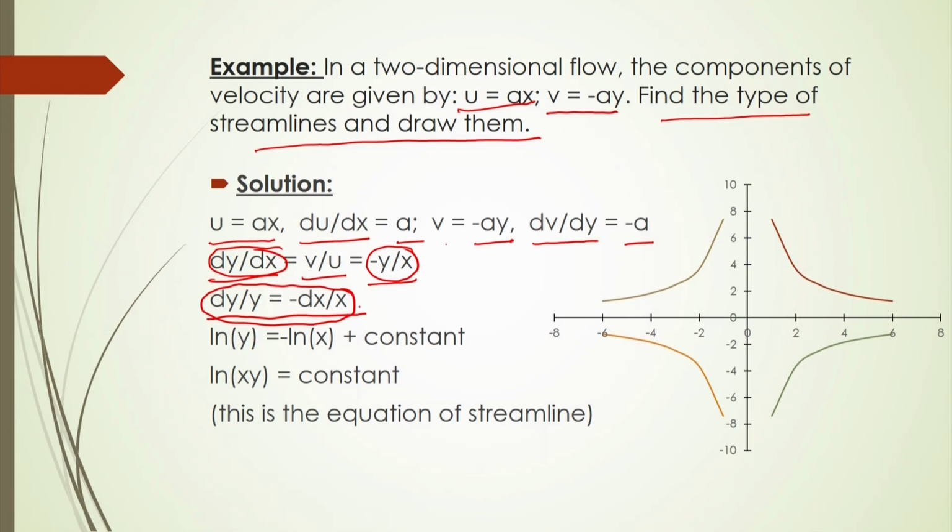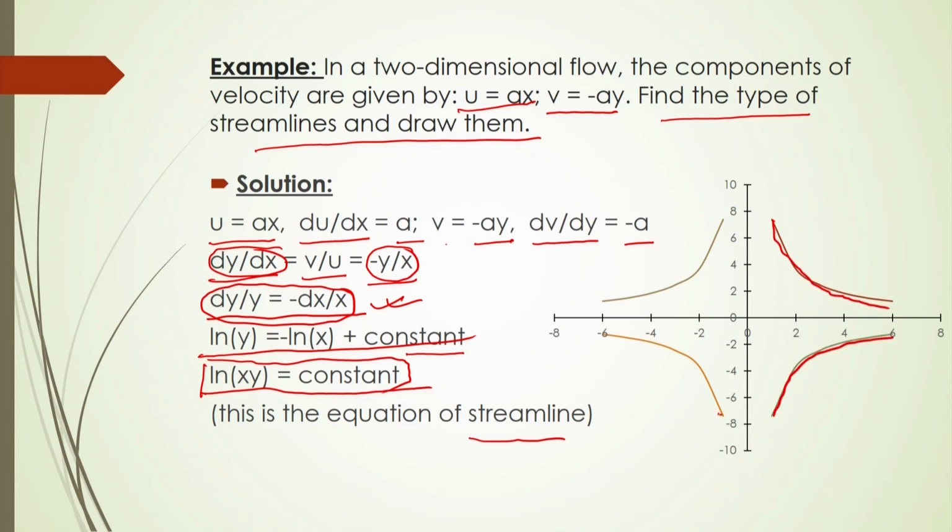After this equation, if you take the logarithm and integrate on both sides, then you can get that ln y will be equal to minus ln x plus a constant. So, finally, you can say that ln xy will be equal to a constant. This is the equation of the streamline. So, ln xy equal to a constant will give you this type of streamline here. This is a hyperbola type streamline.